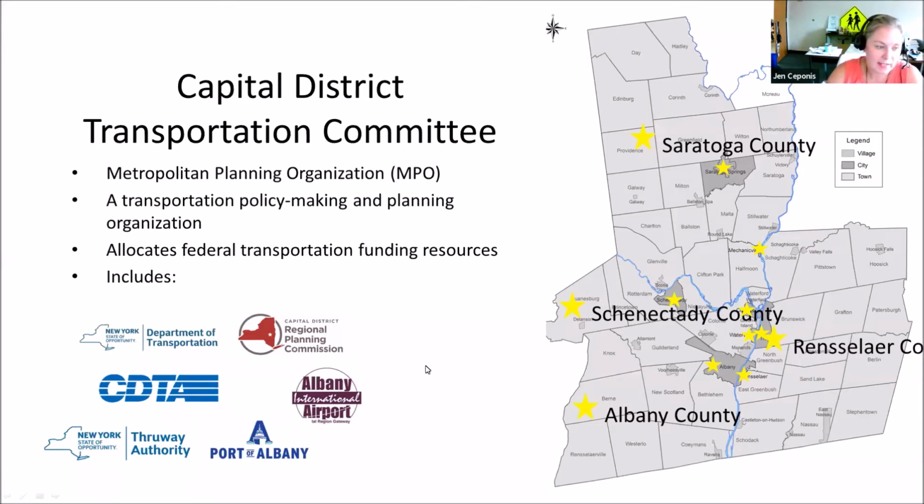The CDTC includes all of the 78-ish municipalities in the capital region, the counties of Albany, Rensselaer, Schenectady, and Saratoga County, minus the northeast corner of the town of Moreau and South Glens Falls. We also include regional transportation and planning organizations like the State Department of Transportation, the Capital District Regional Planning Commission, the Transit Agency, the airport, the port, and the Thruway.